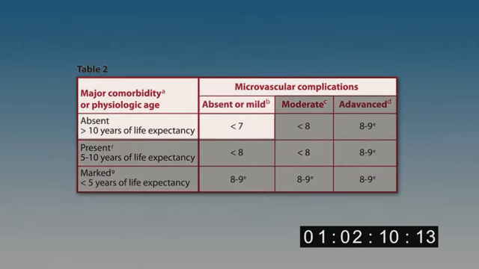Notice that the only patients for which best evidence suggests an A1C range of about 7 are those patients with no major comorbid conditions or a life expectancy of greater than 10 years, and absent or mild microvascular complications. In other words, fairly healthy, physiologically young patients. Unfortunately, the group fitting an A1C goal of less than 7 does not represent the majority of our diabetic veterans, who tend to be older and have more coexisting conditions.